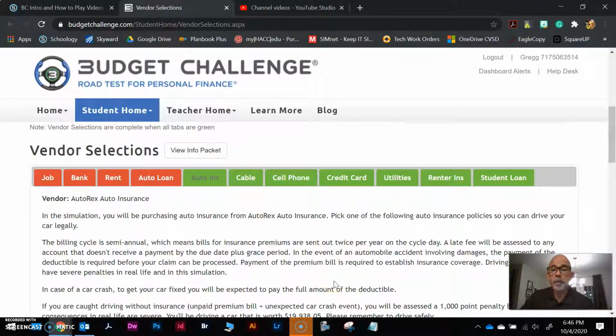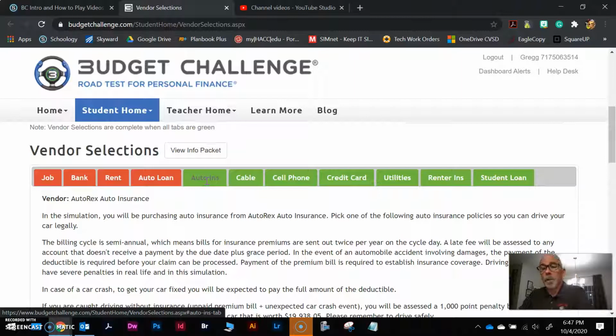Hello, this is the second part of going through the vendor selections and budget challenge and going through and picking all the expenses. So up to this point, we've done cable, cell phone, credit card, utilities, renter's insurance, and student loan. Notice how they're in green.